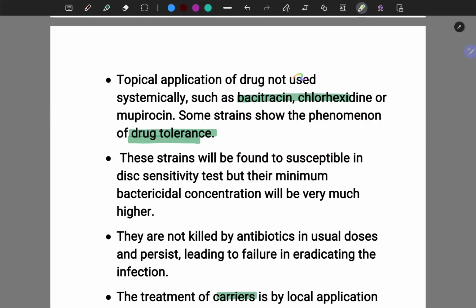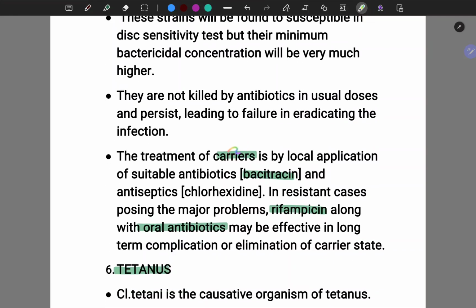There are certain drugs which are topical applications and not used systemically. As I said, B, C, D: clindamycin and doxycycline and daptomycin for MRSA, and bacitracin is a preparation which is a topical application, not systemic. The carriers are very important to treat, by local application of a suitable antibiotic like bacitracin. In resistant cases, rifampicin along with oral antibiotics may be effective in long-term elimination of a carrier state.